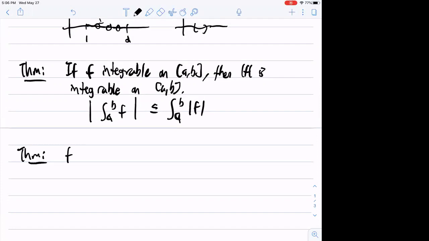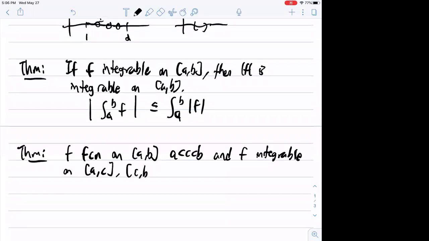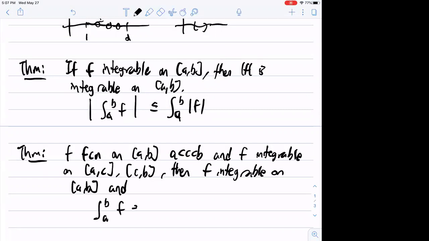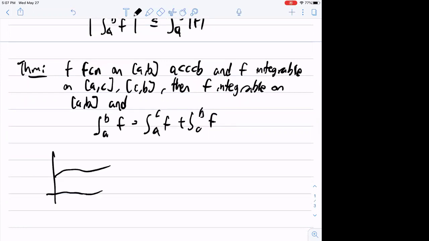And then here is also, a priori, not obvious, but I don't think it's that hard. If f is integrable on [a,c] and on [c,b], then f is integrable on [a,b], and the integral from a to b of f is the integral from a to c of f plus the integral from c to b of f. Picture-wise, it's just this. Here's a, here's c, here's b. The area under the curve from here to here plus the area from here to here is the area under the curve of the whole thing.